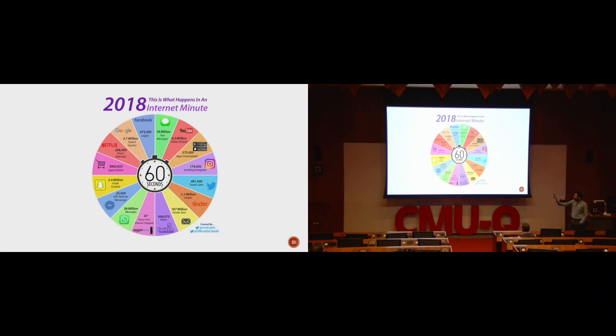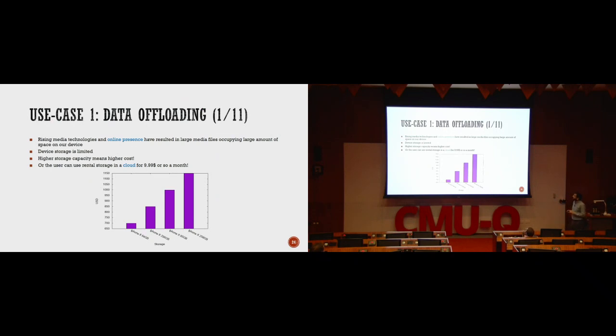So with that amount of mobile phone usage and this much data generated and these many applications that we have, our online presence results in eating up our storage space on our devices. That's a problem. So what's the solution? This is the solution. Get a device with higher storage capacity, but it comes at a cost. That's the problem. What's the solution then?